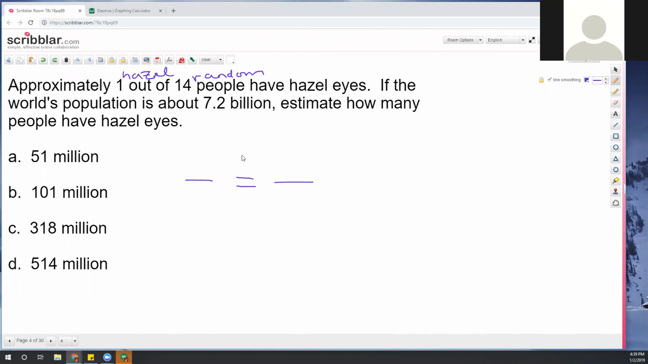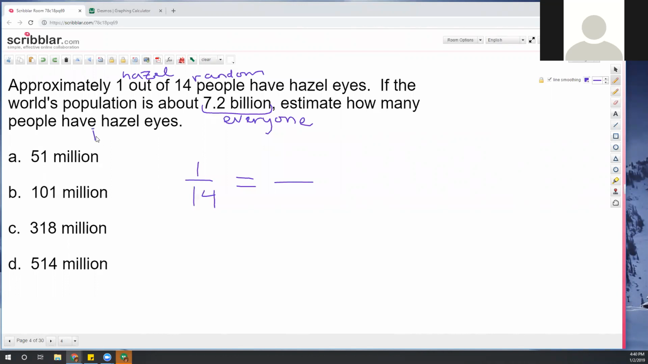I don't see an answer yet, so I'm going to move forward. I'll keep looking for it, though. So for the first fraction, as long as you group your information together, it actually doesn't matter. We could do 1 over 14, or we could do 14 over 1. I'm going to pick 1 over 14, just so it's in the same order. So if the world's population is 7.2 billion, that's everyone in the world. It's not only the people with hazel eyes, it's all the people. So estimate how many people have hazel eyes.